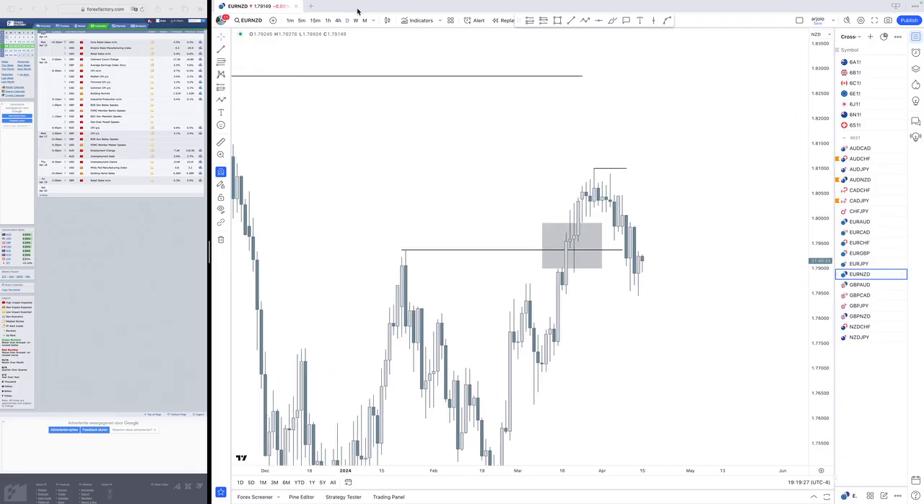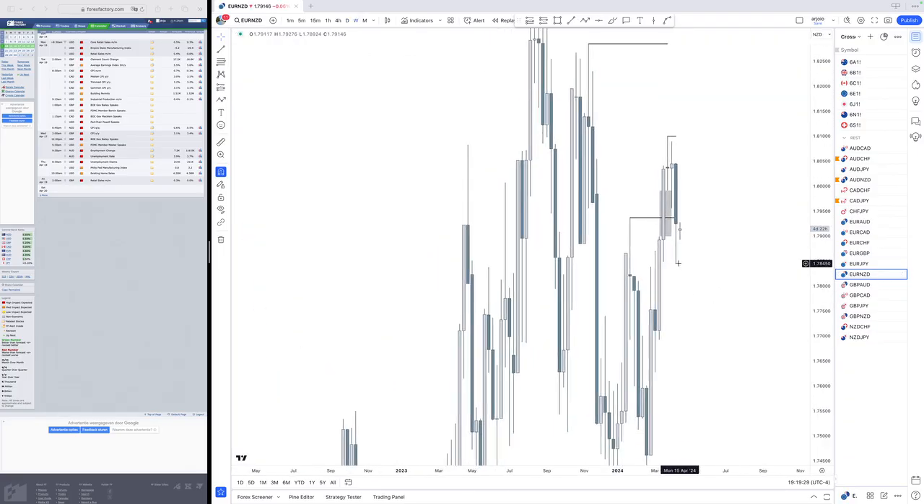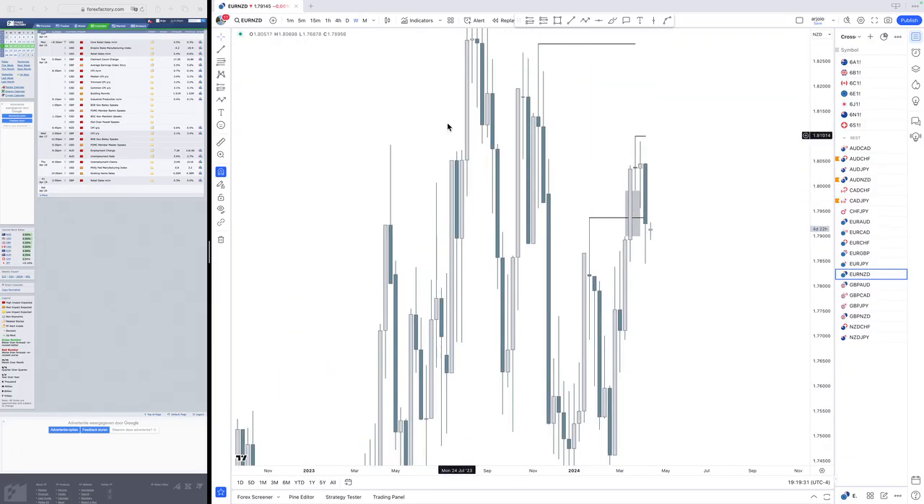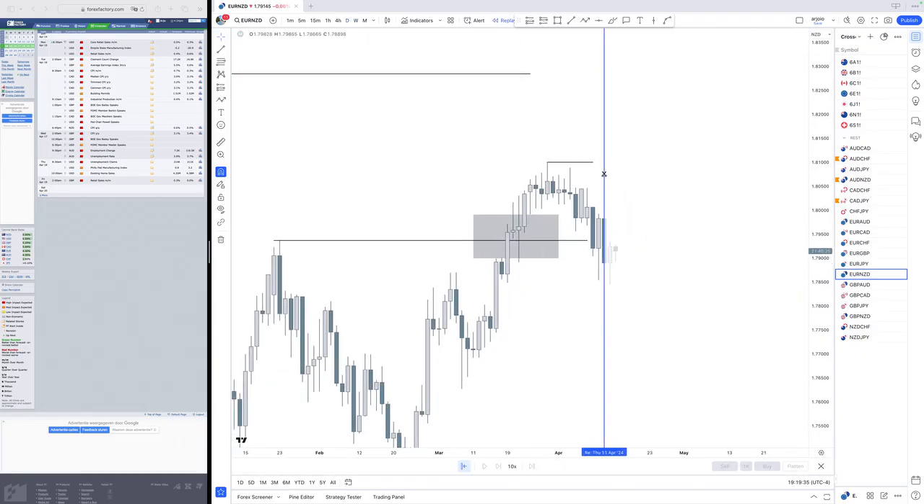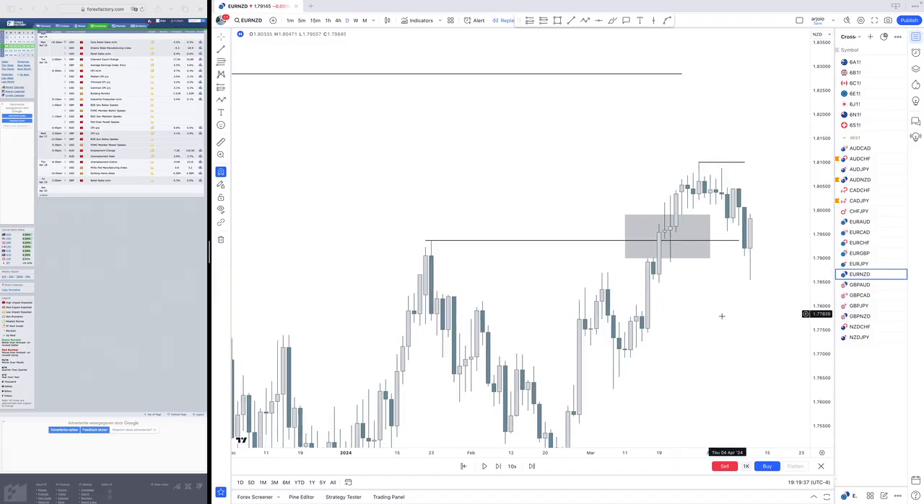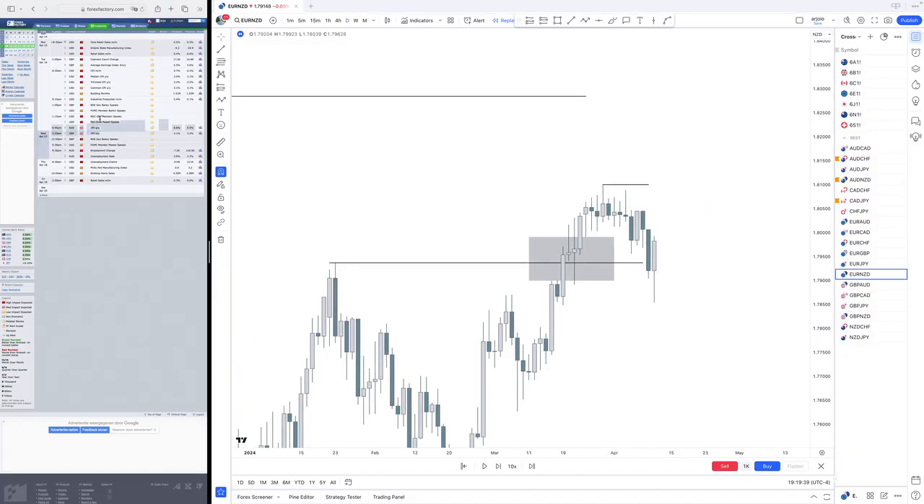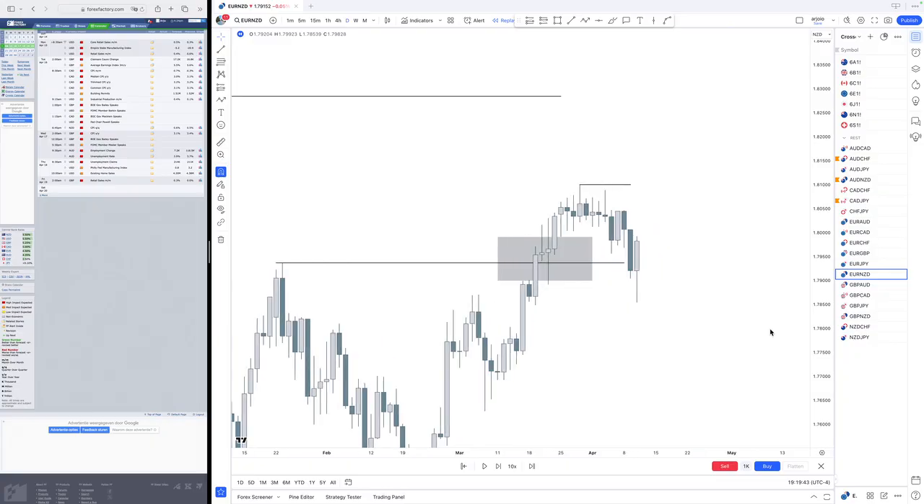Euro New Zealand dollar, we reached into that weekly fair value area right there, weekly fair value gap. Daily right here had a nice 2 candle rejection, but did not continue higher. We only have one news day, which is CPI right there for New Zealand dollar on Tuesday. And again, I'm not interested in trading that.